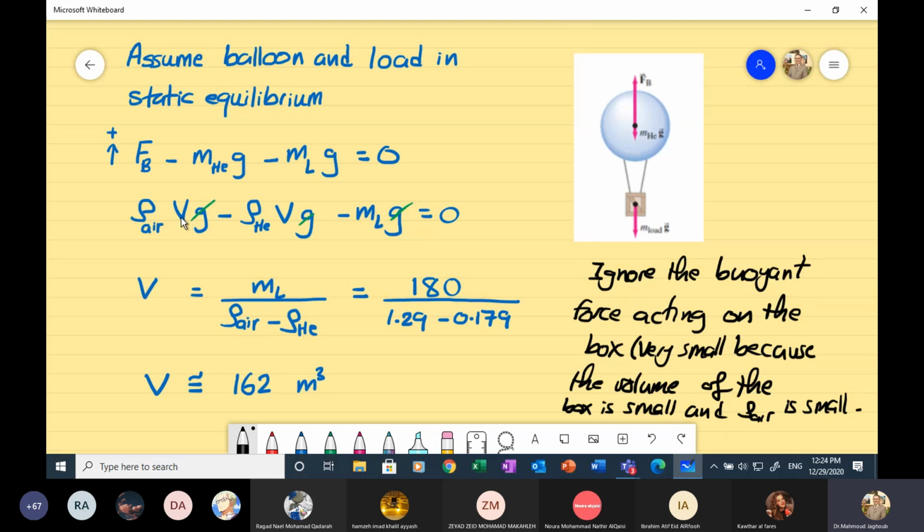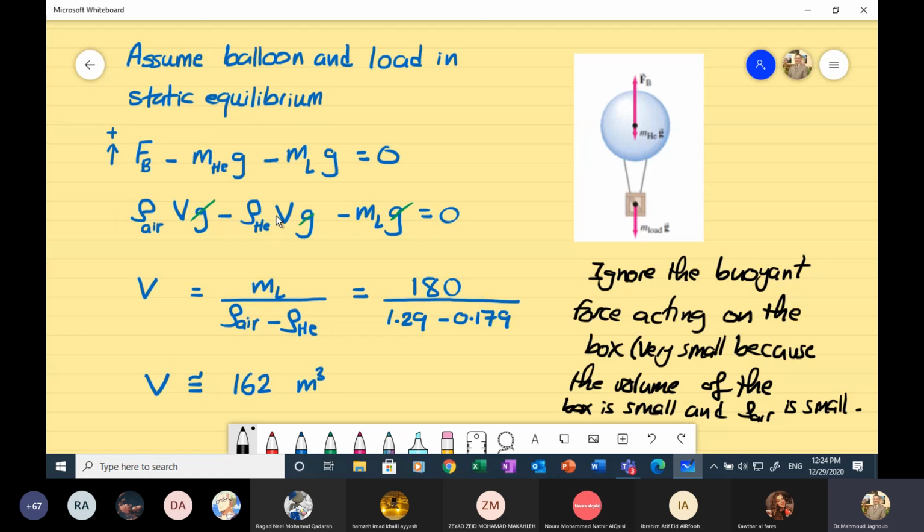Why is this V the same as this V? Because the whole volume of the balloon is inside air, like the whole volume of an object is inside water. So the displaced volume of air equals the volume of the balloon. Minus mg equal to 0.